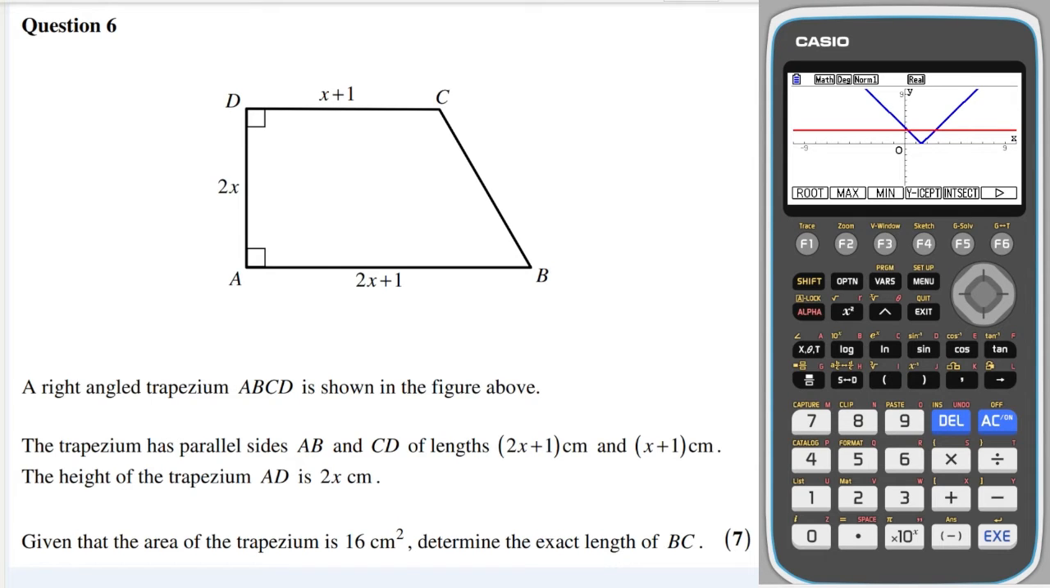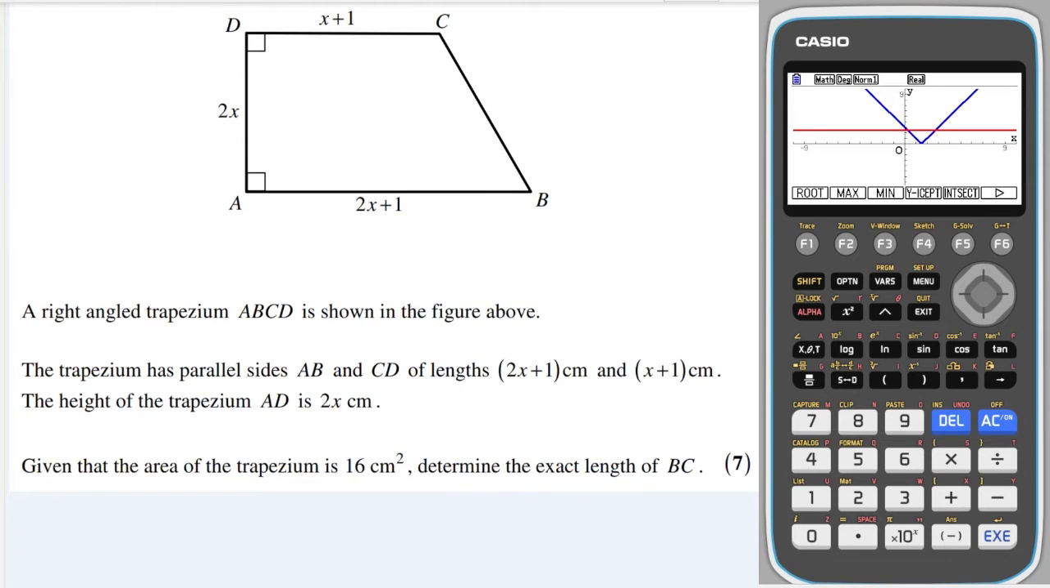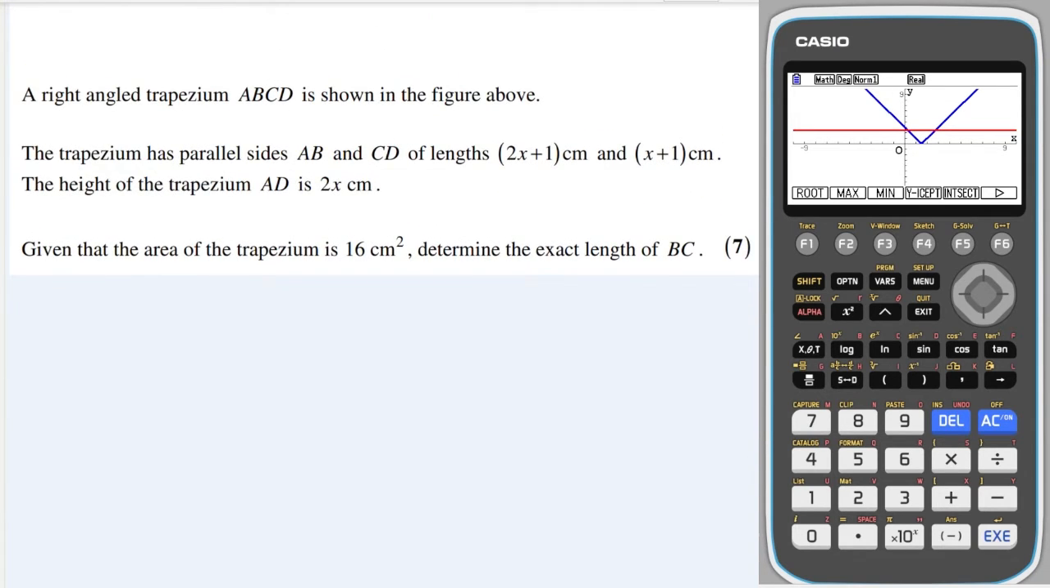Okay, question 6, we've got a trapezium, and it tells you what the sides are, and it tells you what the area is, so it says find the length BC. Okay, well, let's use the trapezium formula for area. And that is that the area, which is going to be 16, is equal to 1/2 of the two parallel sides added together, and those two are these two, so add those two together is going to give me 3x plus 2, multiplied by the height of the trapezium, which is 2x.